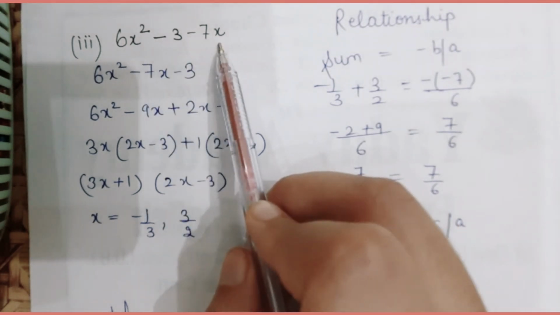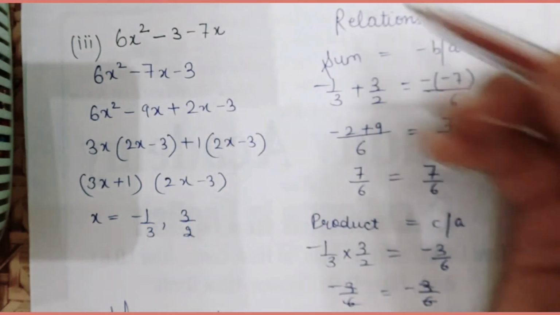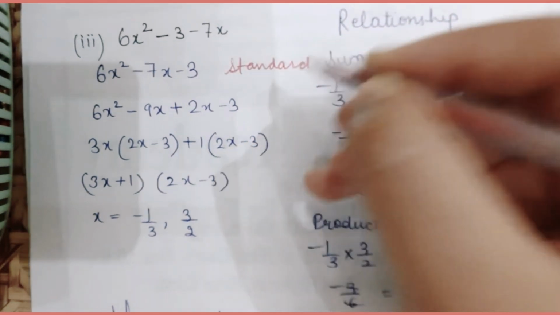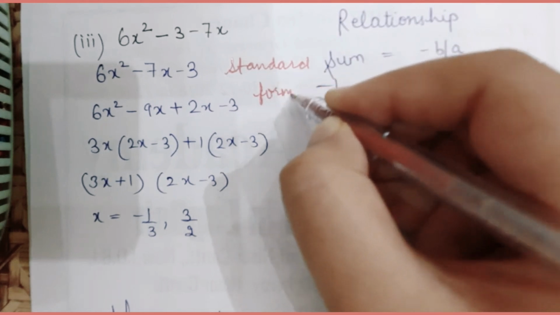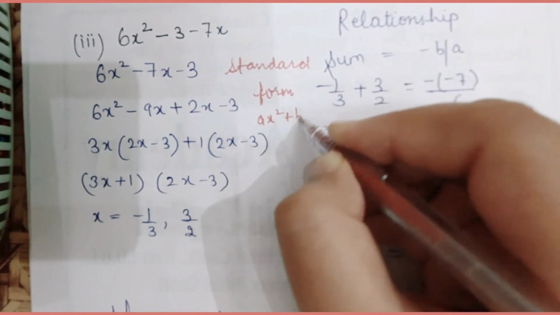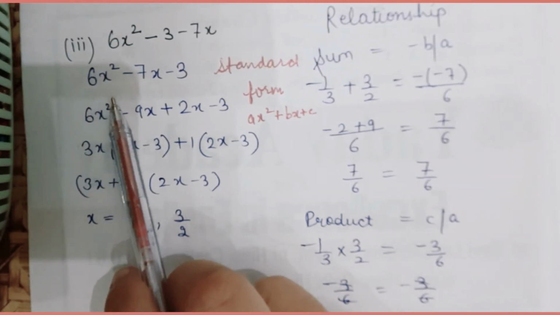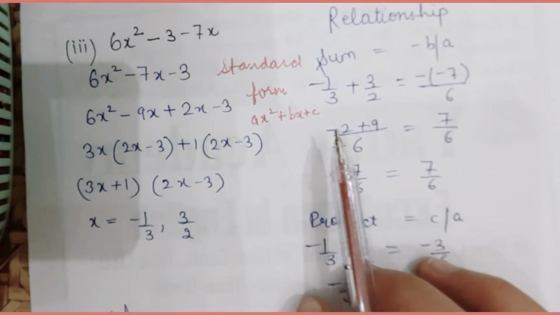Now third part: 6x square minus 3 minus 7x. Firstly, you will write it in standard form. Standard form means writing it in the form of ax square plus bx plus c. Here we will write it in standard form, that is 6x square minus 7x minus 3.